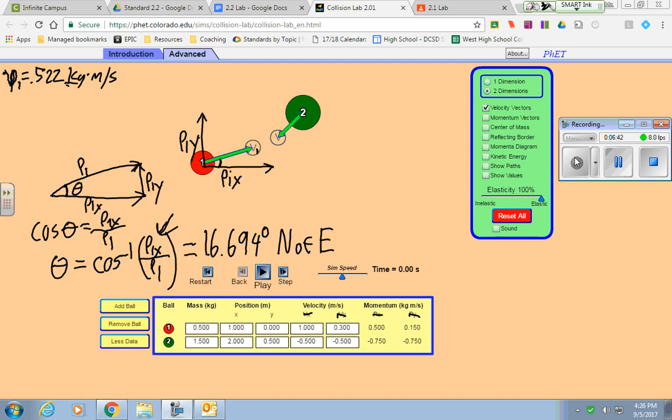which makes our final answer for the momentum of object 1, the initial momentum. So this is really P1 initial. Okay, it's going to be 0.522 kilograms times meters per second, 16.694 degrees north of east.